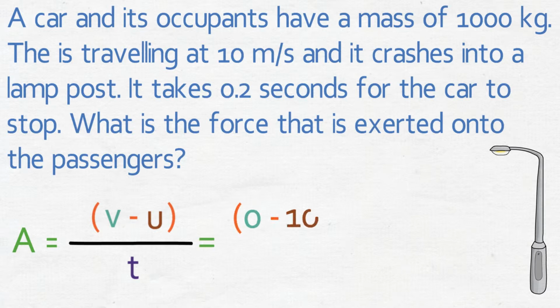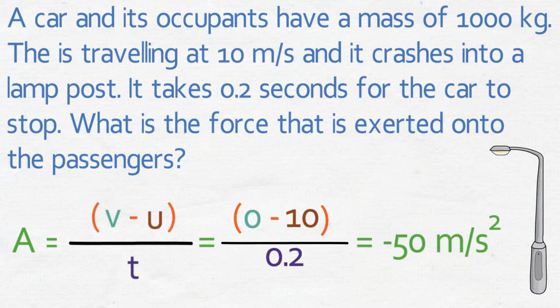So we do 0 minus 10, and this gives us a value of minus 10. And then we divide by the time period taken for the acceleration or deceleration to occur, which is 0.2. So we do minus 10 divided by 0.2, and this gives us a value for acceleration of minus 50 meters per second squared. This is a negative figure, and this means that the car is decelerating, it's slowing down. As we have the acceleration rate of the car, we are now able to work out the force that is acting upon the car's occupants.